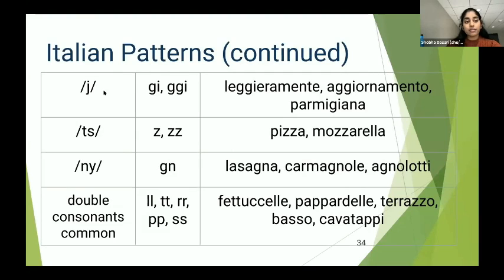Okay, then you have the J sound in Italian. So this can be spelled GI or GGI, just like that previous example with the C's. The GI will be used at the beginning of words, and then GGI will only be used in the middle of words. So you have this example, leggieramente, so GGI because it's in the middle of a word. Aggiornamento is the same thing. The GGI comes because it's in the middle of the word. And then Parmigiana is also, this one is just one G, but also in the middle of the word.